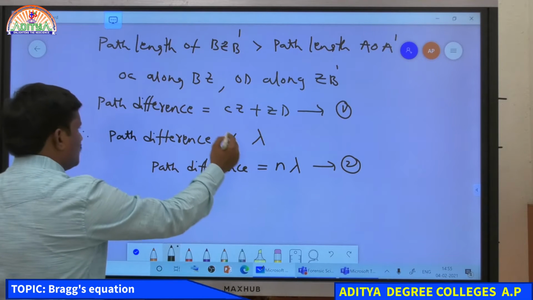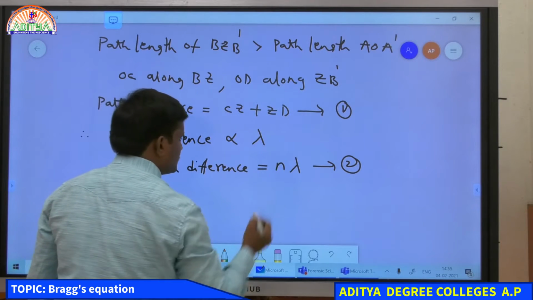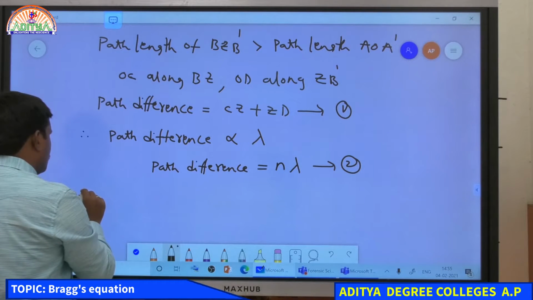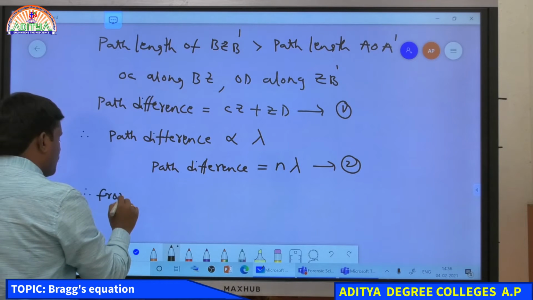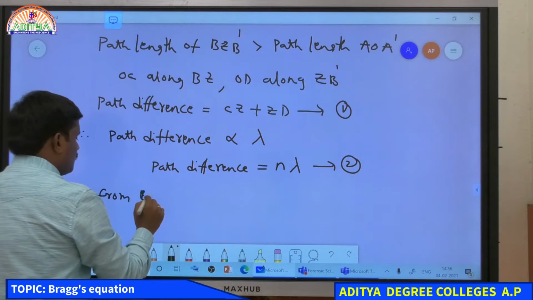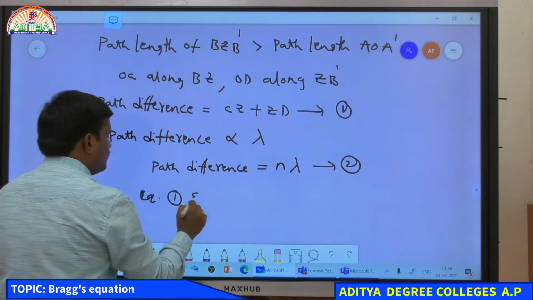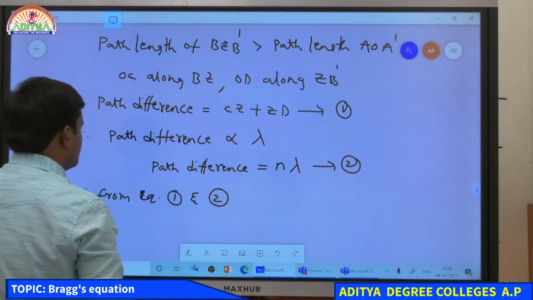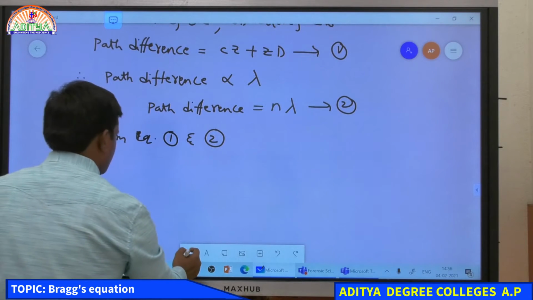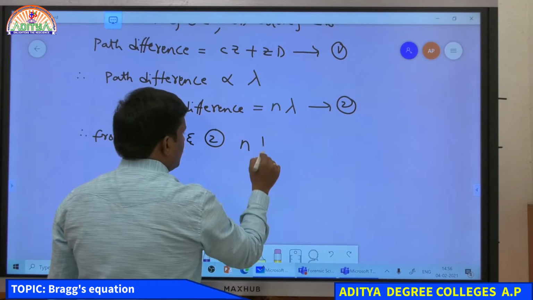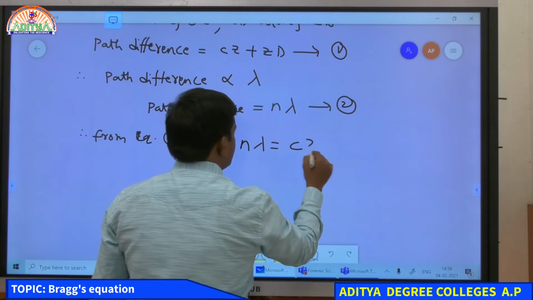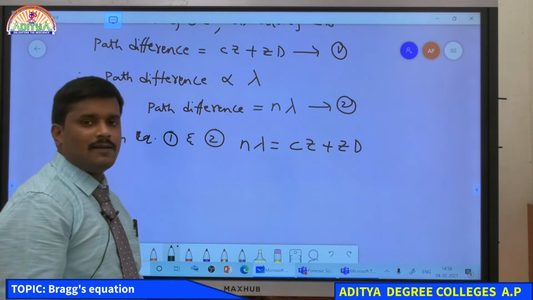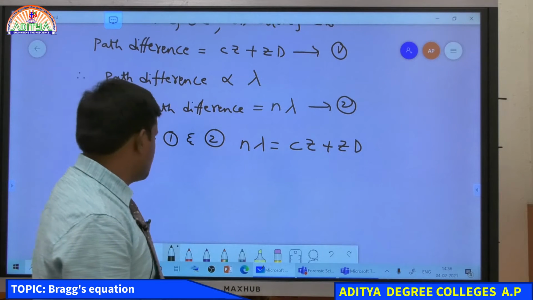Already in equation 1, path difference is equal to CZ plus ZD, whereas here path difference is equal to n lambda. Therefore, from equations 1 and 2, both being path difference values, n lambda is equal to CZ plus ZD.